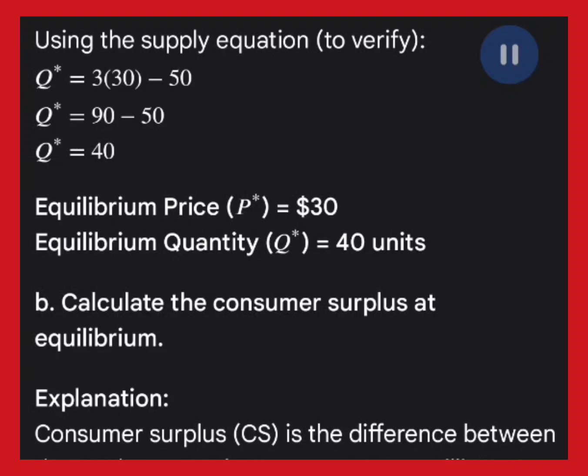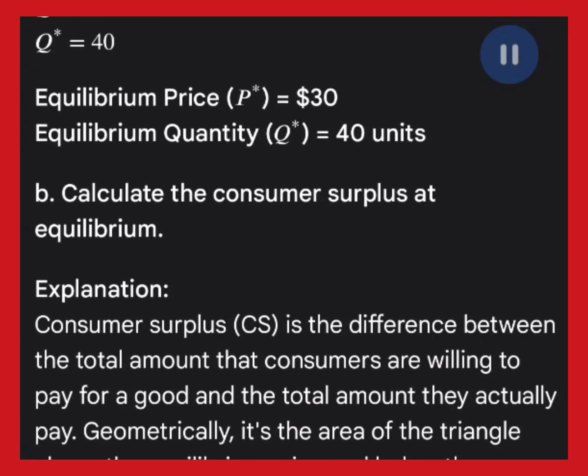Equilibrium price, P* = $30. Equilibrium quantity, Q* = 40 units. B. Calculate the consumer surplus at equilibrium.